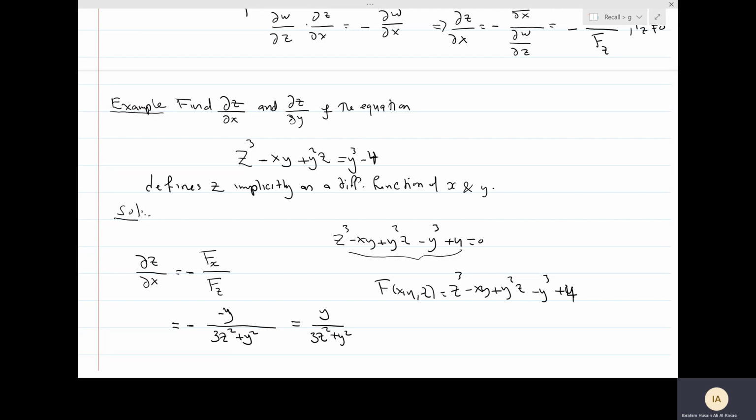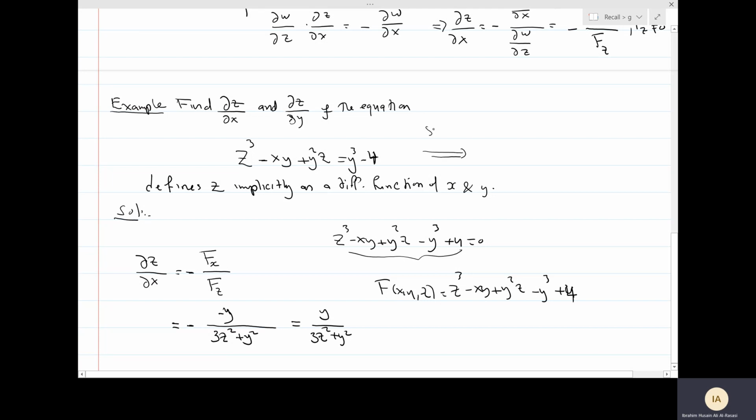Okay. Now just as a double check, let me find partial z partial x using what we did in section 14.3, the usual implicit differentiation. Will we get the same thing or not? Okay, so let's see. So what do I do here? Just differentiate both sides with respect to x.